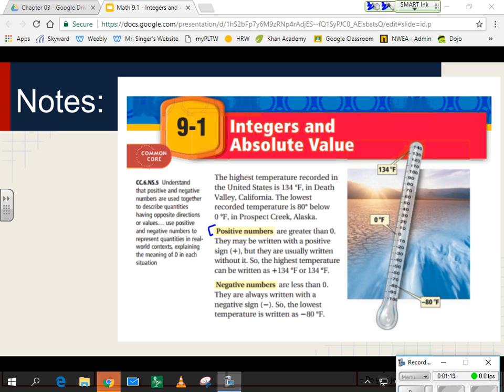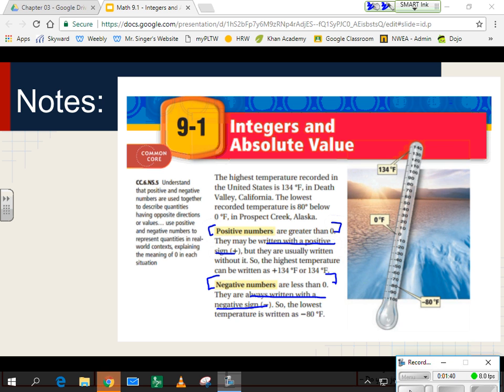Okay? The Death Valley was an example of a positive number. Positive numbers are greater than 0. Okay? Usually, they may be written with a positive sign, but mostly we just don't write anything in front of them. Negative numbers are less than 0, and they are always written with a negative sign in front of them.